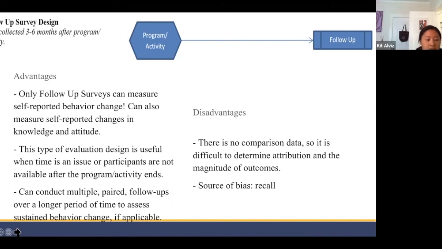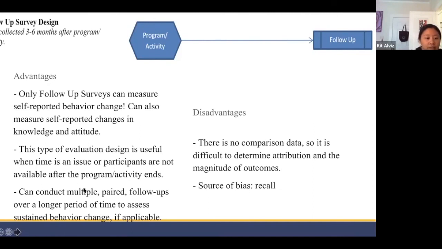Another advantage is you can conduct multiple paired follow-ups over a longer period of time to assess sustained behavior change. So you could do a 3-month follow-up and then do a 12-month follow-up and keep tracking your participants and seeing what behavior changes are happening or not. The disadvantage is if you do a solely follow-up survey design, there's no comparison data. I would not recommend doing retrospective pre in combination with a 3 to 6 or 12-month follow-up. Recall is already hard enough when you do it at the end of an activity. It'll be even harder for them to recall 3 months, 6 months before an activity.